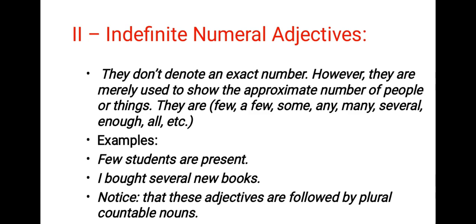Notice that these adjectives are followed by plural countable nouns, because we are always referring to something plural. For example, we cannot say few student, because student is singular, but we can say that there were a few students left. There were few students. I bought several new books. So it is always followed by a plural countable noun. We cannot write an uncountable noun at the end of it. Like we cannot say that there are a few sugar left, or there are a few salt in the water. So they can't be followed by uncountable nouns.